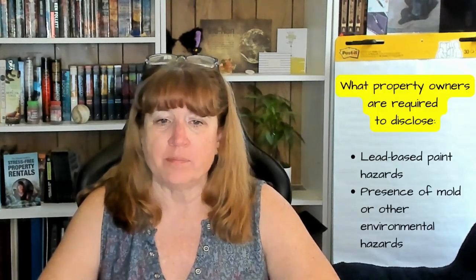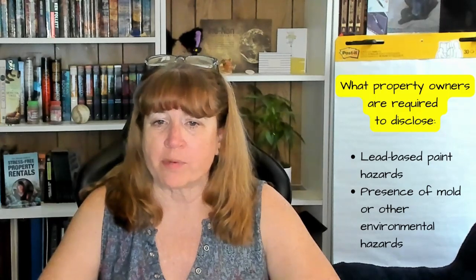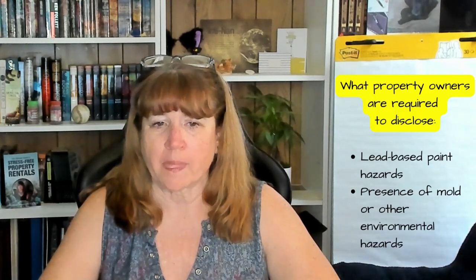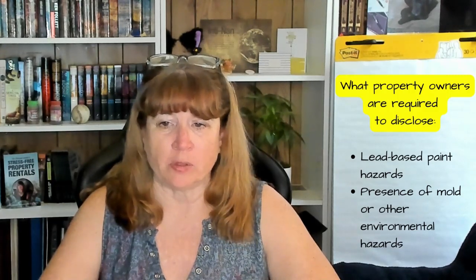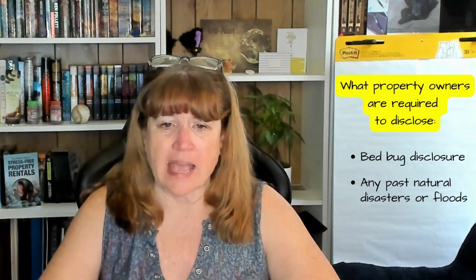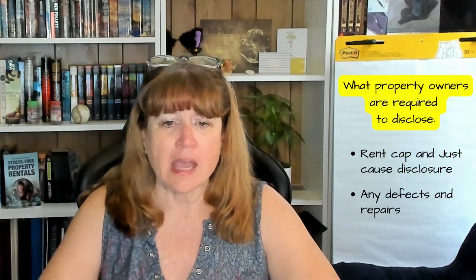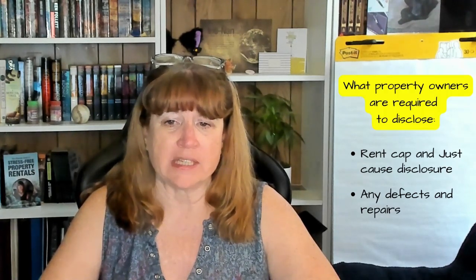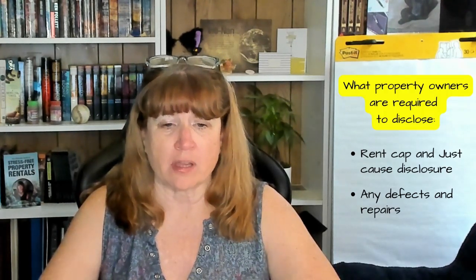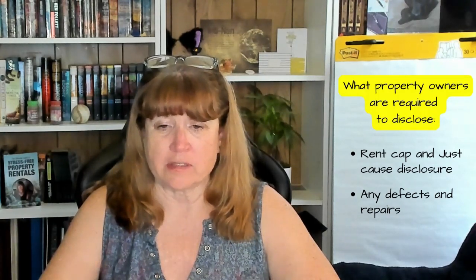This information includes, but is not limited to, lead-based paint hazards if the property was built before 1978. They must provide tenants with a mold booklet and disclose any presence of mold or other environmental hazards. There's a bed bug disclosure and any past natural disasters or floods that have affected the property. And the rent cap and just cause disclosure from AB 1482, whether exempt or not, which I have covered in previous videos in some detail.